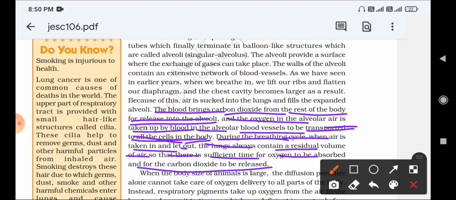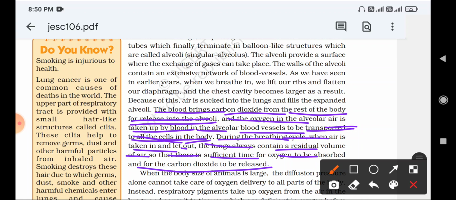There is no zero percent of oxygen in the body. A little amount of air is present in the body until fresh air comes into it. That means it has a residual volume, so there is never a complete zero of oxygen in our body.